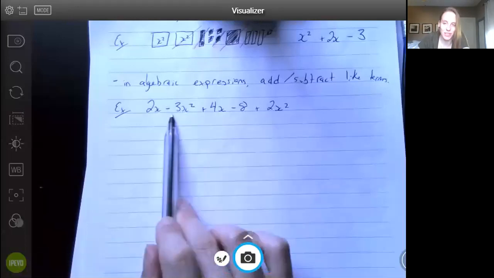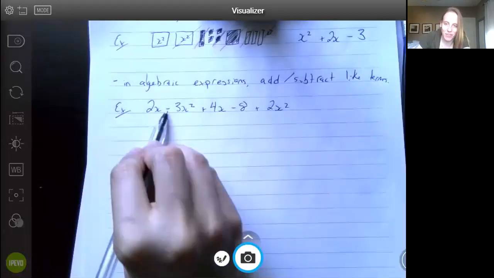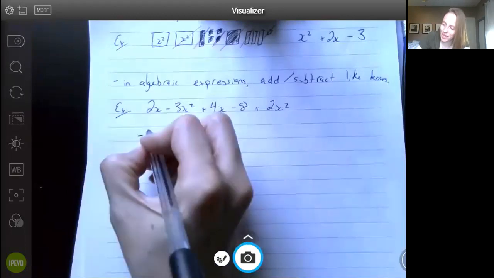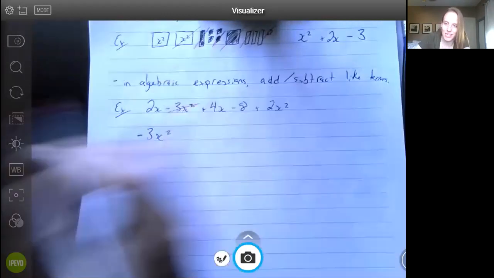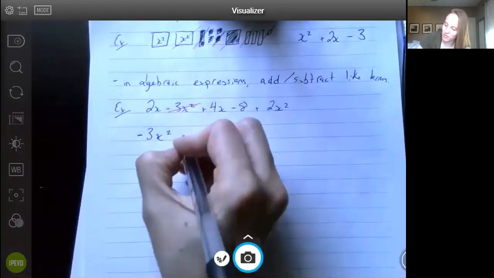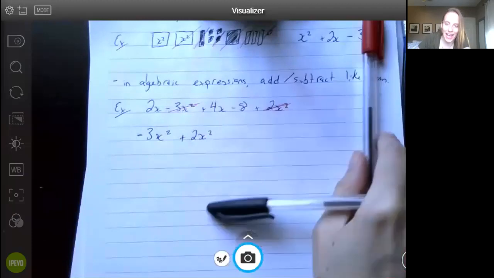It doesn't matter which one I start with, but I like to start with the one that's already closest to the front. Don't forget the symbol in front of the term has to move with the term. So we end up starting with negative 3x squared. That's that one taken care of. Then I'm going to get my other x squared, so the positive 2x squared. Then I'm going to get my x's.